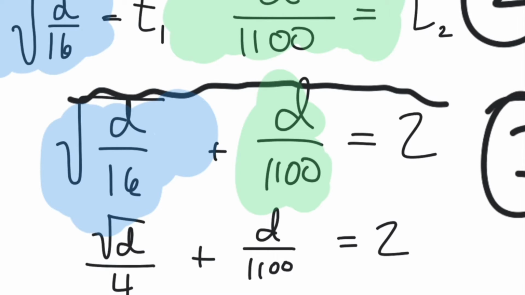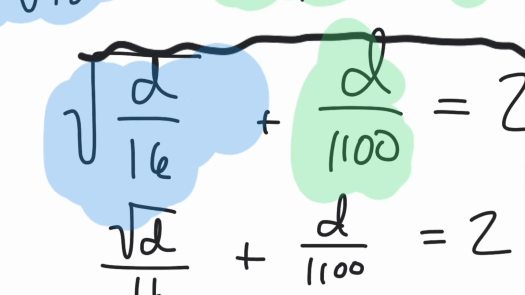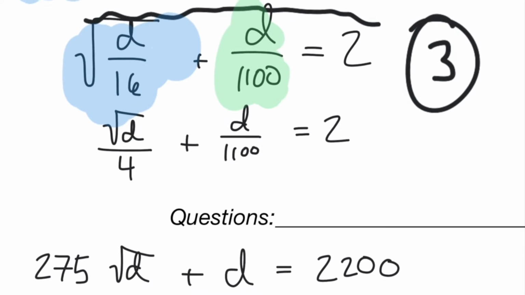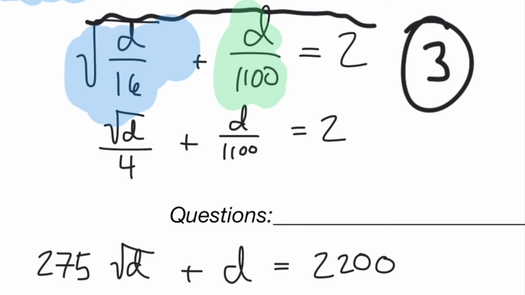Now we just have to solve. The most complicated part is arriving here, and once we do that, then the actual algebra is not too bad, although we still have to go through it. Simplifying here, the square root of d over the square root of 16 is just going to be the square root of d over 4, because the square root of 16 is 4 here.